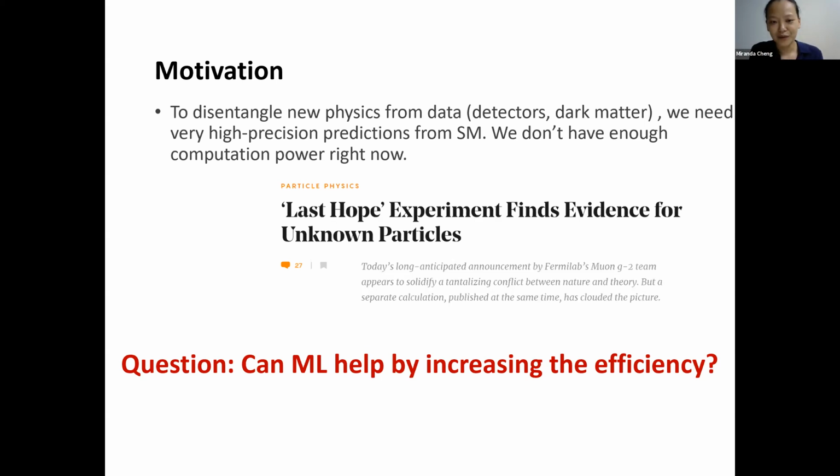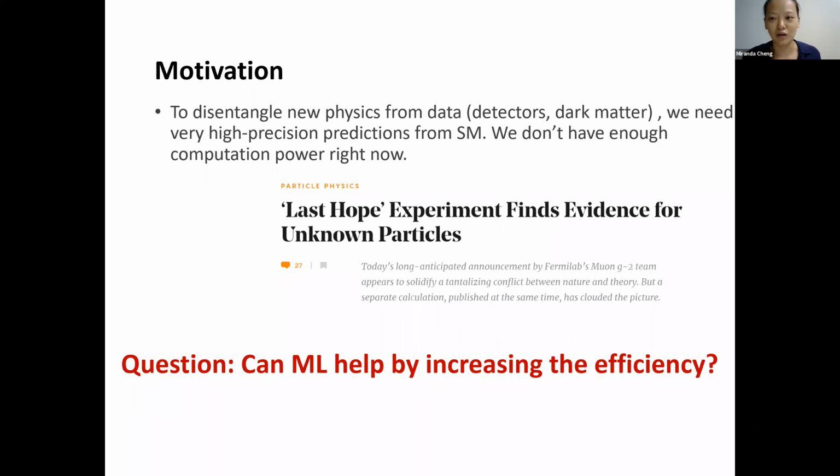One example, maybe you still remember, is the muon dispute. If you look at the details, experts couldn't agree with each other, partially because the lattice QCD computations don't match. So the question is, can machine learning help by increasing the efficiency of standard model computations? For many of you, certainly for myself, this is a change of mind frame.